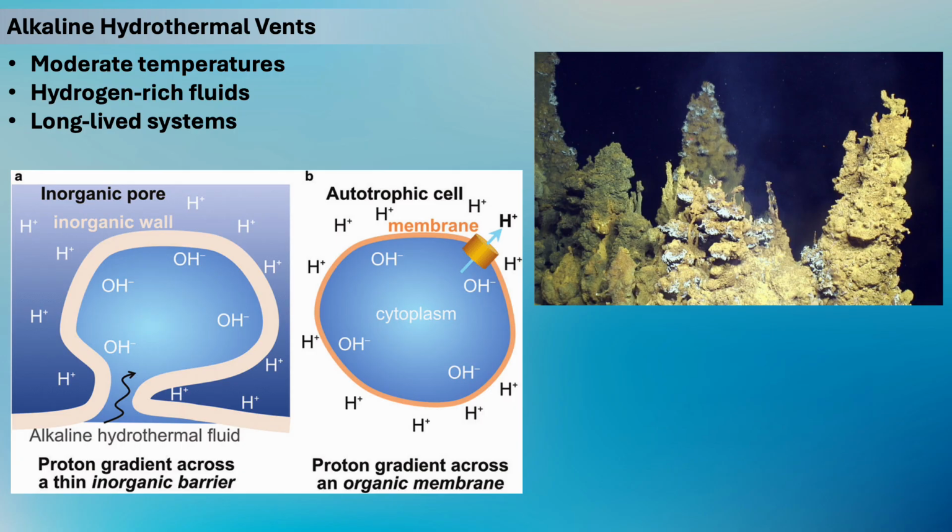As seen on the left image, pores in the vents have a similar topology to that of single-celled autotrophic cells. Both have a membrane-like structure that maintains a proton gradient and a pH difference between the inside of the membrane and that of the surrounding water.